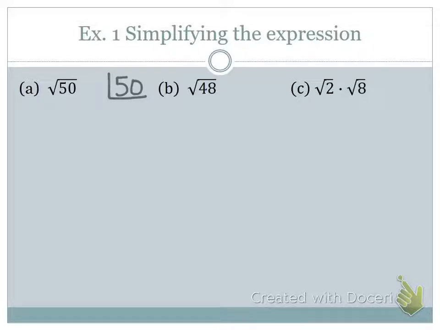All right, but 25. Is 25 a prime number? No, so we can't use one. So think about those smaller numbers that we just made a list of.